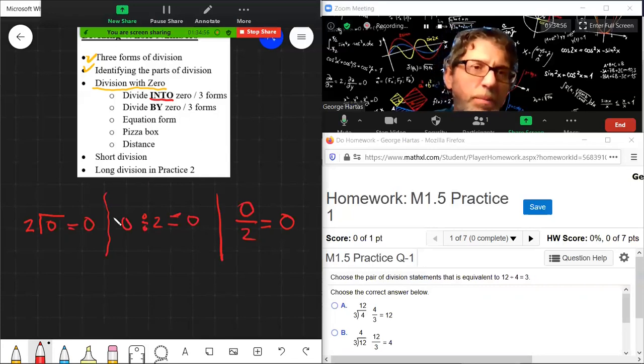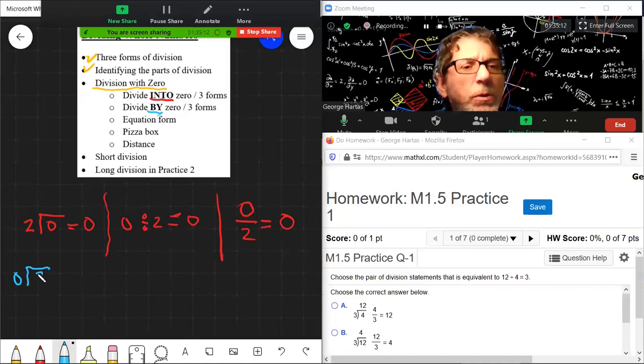Now let's flip this around. Let's divide by 0 and see what happens. Now we're going to divide by 0. So we're going to flip-flop the 0 and 2: 0 divided into 2, or you can say it as 2 divided by 0. Whenever you divide by 0, the answer is not defined, or undefined, no solution. They all mean the same thing. It's not possible to do so.